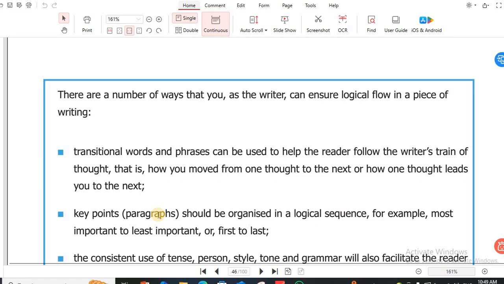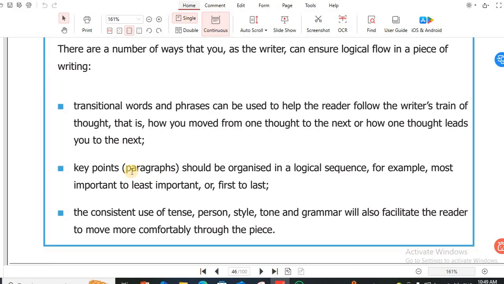The third thing is the consistent use of tense, person, style, tone, and grammar. You have to be very careful. Are you telling a story? Then we use the past simple, or past continuous and perfect. Person: are you going to use first person, I, second person, you, or third person, he, she, it, and they? And the style even of the writer.